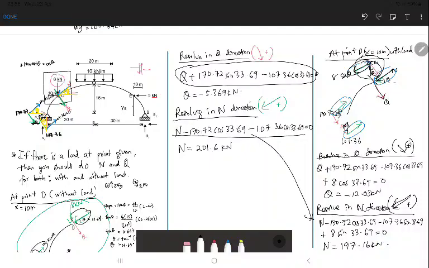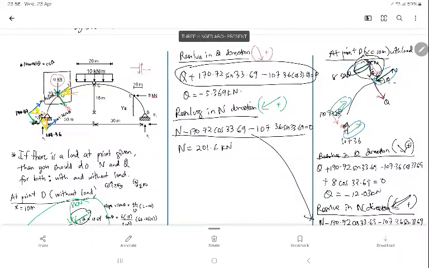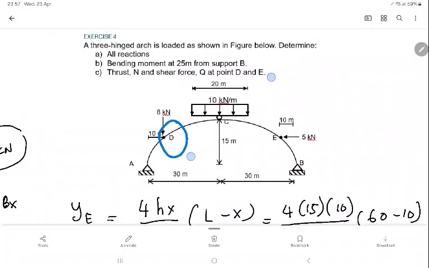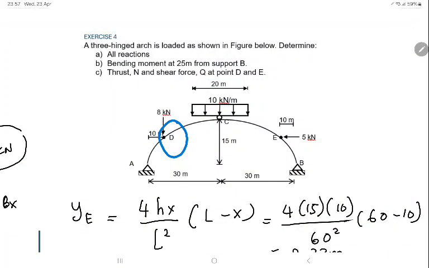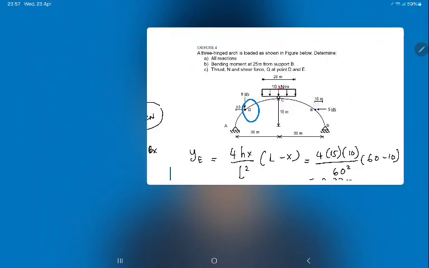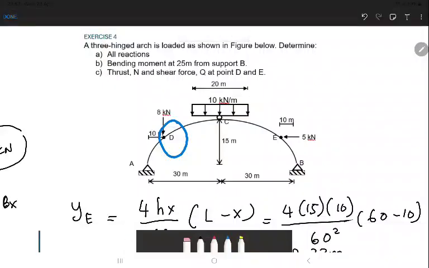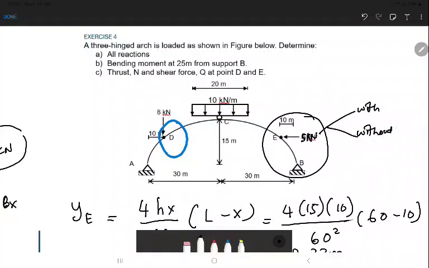Okay, clear, okay. So next question need you to find thrust and shear force Q at point D and E. So next, point E. Okay, this one, point E. You have loading here 5 kilonewton, so that you have to do with and without load, because there is 5 kilonewton here.